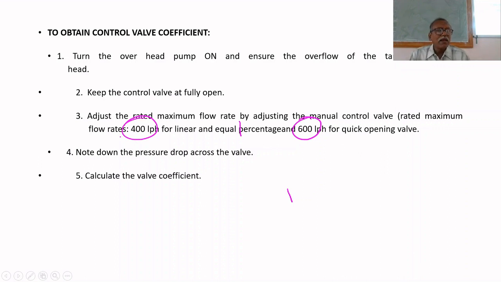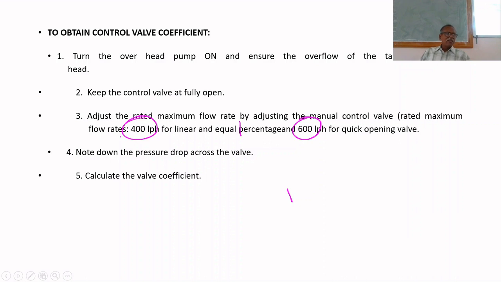How to obtain inherent characteristics? By keeping the pressure drop across the valve constant. The pressure drop will be minimum when the flow rate is maximum. That's why that minimum pressure drop will be kept for all openings by using the hand valve, so that we will get the linear, quick opening and equal percentage valve inherent characteristics. So how to do the experiment? First you do inherent characteristics.